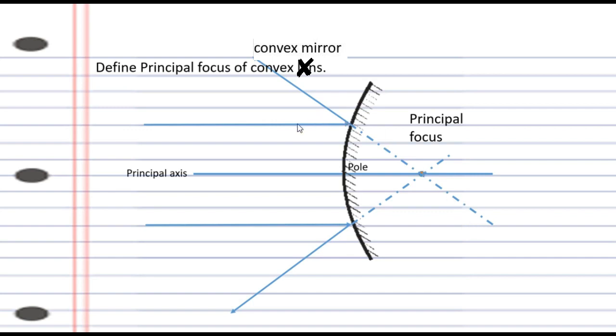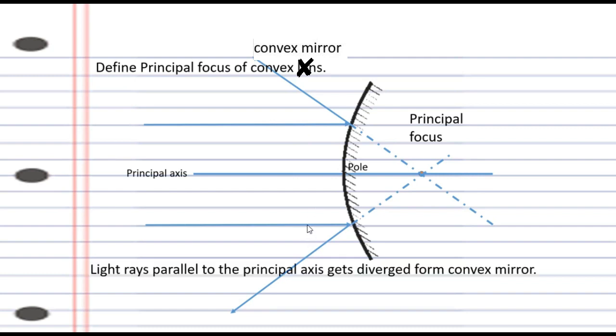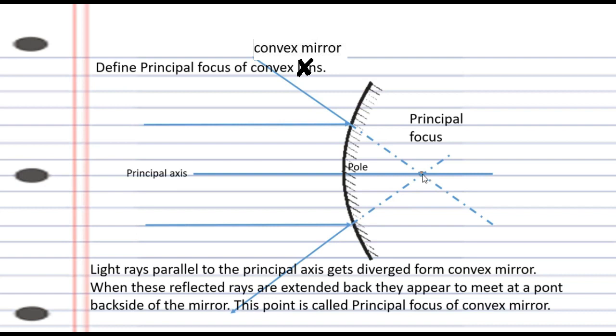Now how will you define principal focus of convex mirror? Simple. Light rays which are parallel to the principal axis get diverged after reflection from the convex mirror. And when these diverged rays are extended backward, they appear to meet at a point on the principal axis, and this point is called principal focus of convex mirror. This is a very important diagram. Both the diagrams are very important, and these are the basics of spherical mirrors.